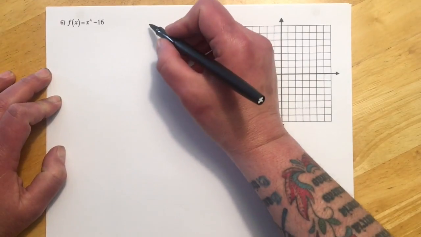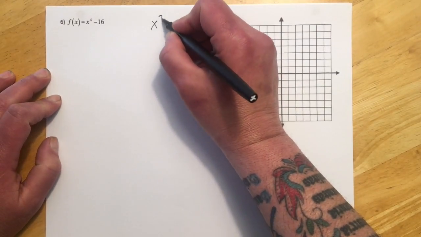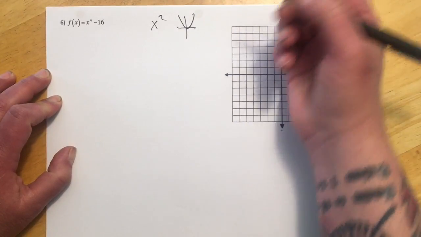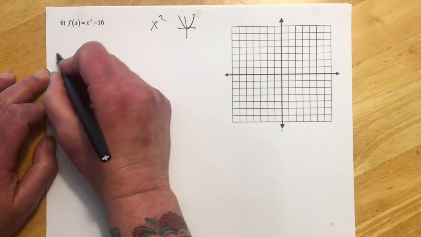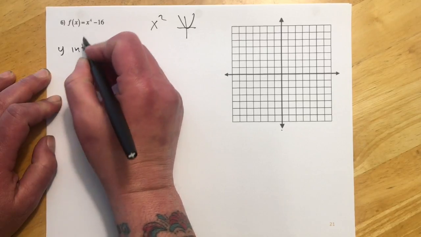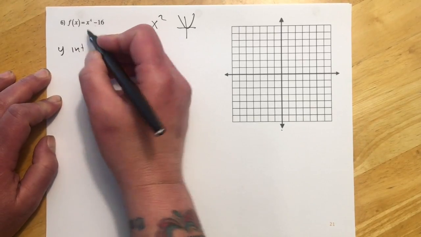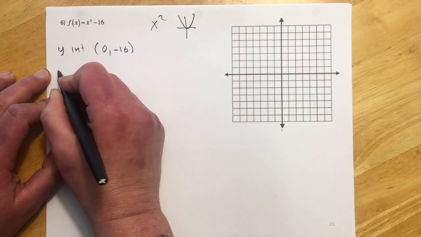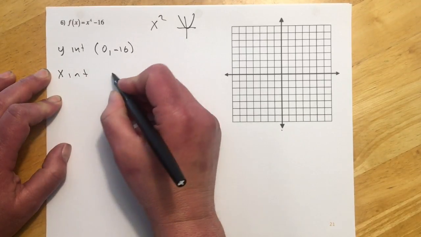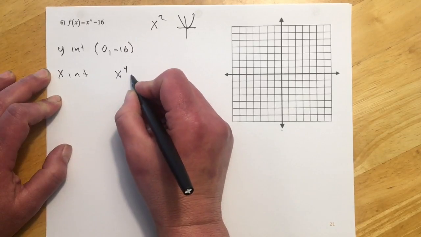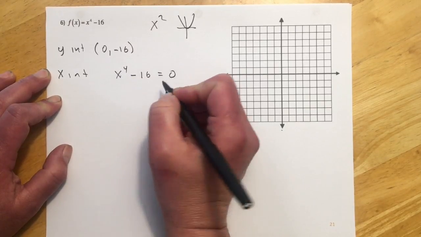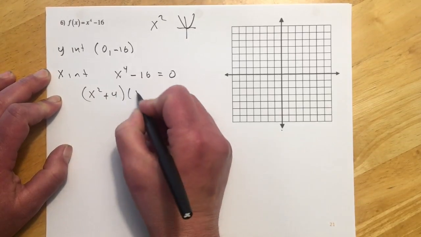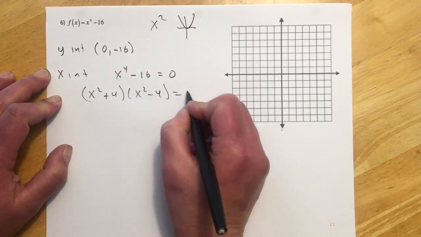Okay, so this one, end behavior, it's going to be like x squared because it's x to the fourth, positive even. So we expect it to look something like that. The y-intercept, if I let x equal 0, then I get negative 16. So it's going to be 0, negative 16. And then for the x-intercepts, I have to do a little factoring. So if I factor this out, I get x squared plus 4, x squared minus 4.